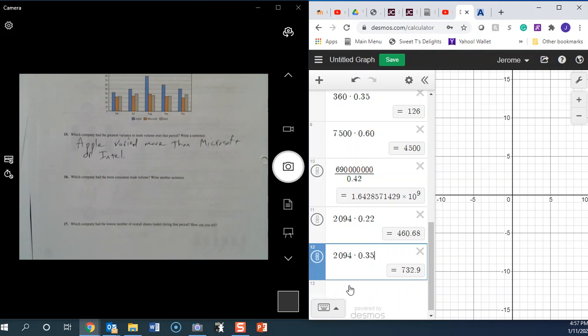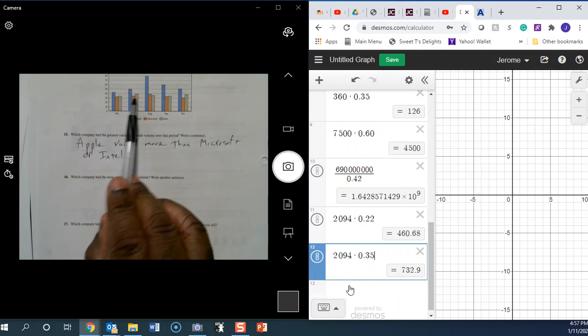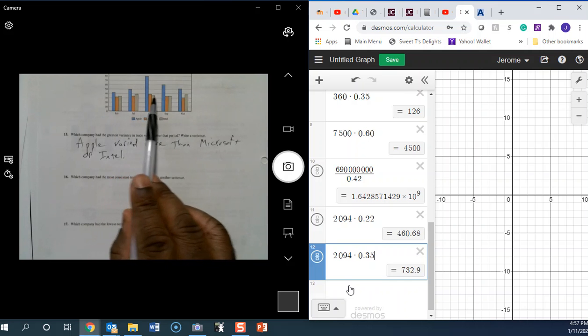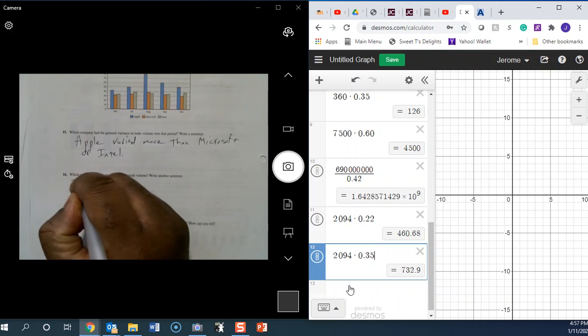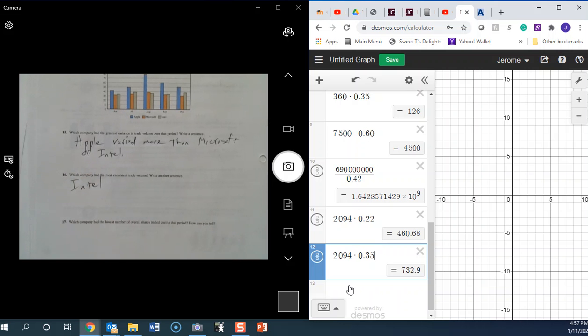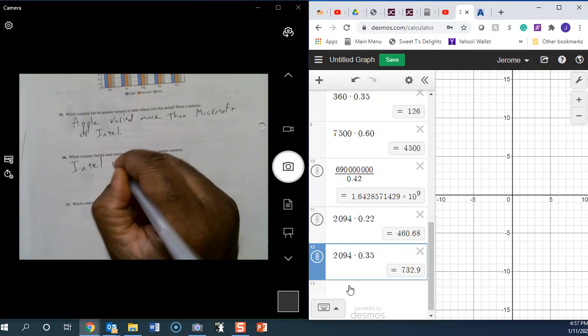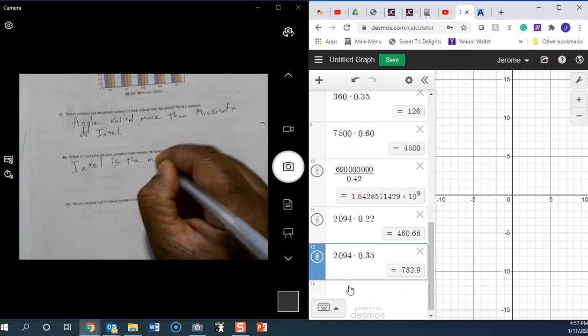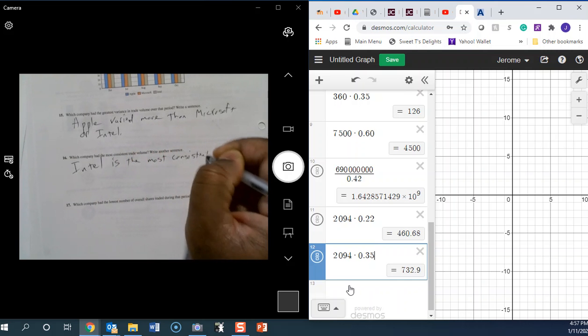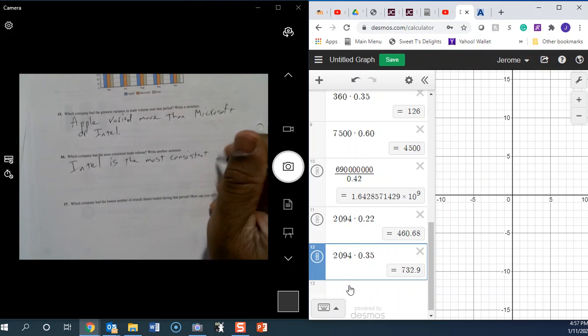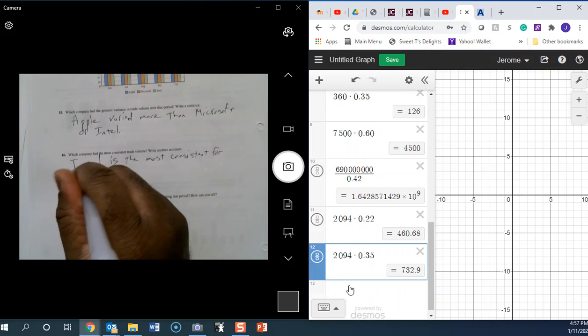Okay, 16. Which company had the most consistent trade volume? Now, if I'm looking here at trade volume, it almost looks like Intel had the most consistent. They went down a little bit here or there, but it looked like Intel was the most consistent. So I would say Intel is the most consistent for trade volume.